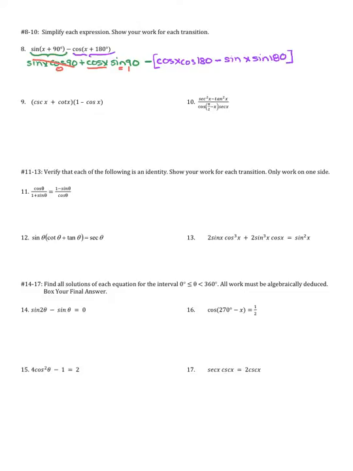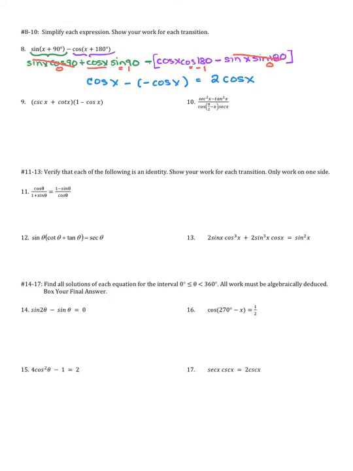Cosine of 180 is going to equal a negative 1, so that's going to make that term negative. Sine of 180 is 0, so that whole term goes away. So this whole thing simplifies into a cosine x minus a negative cosine x, because of the negative and the negative. So I have cosine x plus cosine x, which gives me 2 cosine x. And that's how that would simplify.